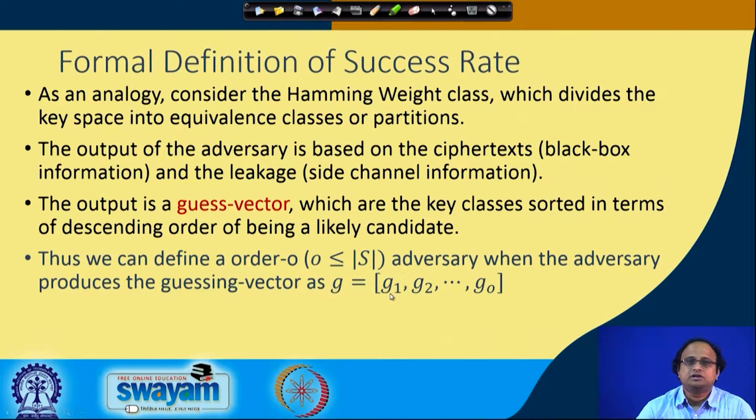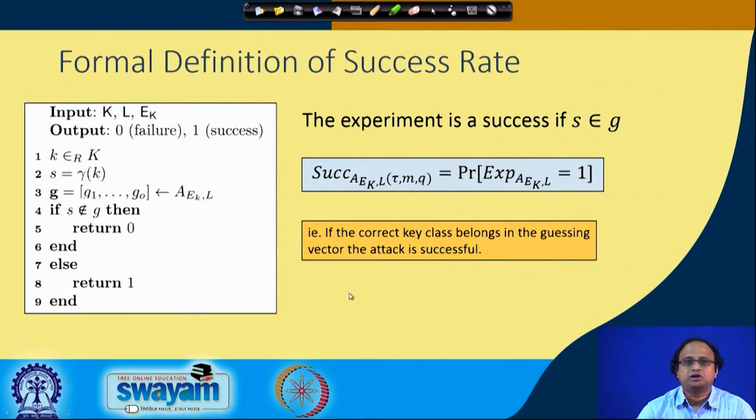So, now the adversary returns this guessing vector G, and the attack is said to be successful if the key class, that means if I take the correct key K and map it to S, belongs to this guessing vector. If it belongs to this guessing vector, then the attack is successful, else the attack is a failure. Exactly this is modeled by this algorithm, which takes as input K, L and EK. EK stands for the encryption implementation, L stands for leakage, K stands for the possible key space, and the output is 0 or 1, which means either the experiment is successful or the experiment is a failure.